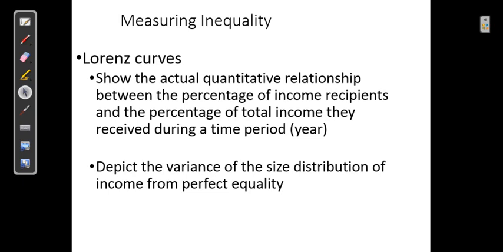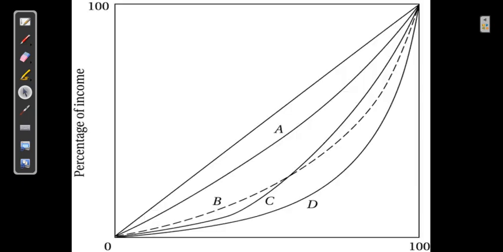When one measures Lorenz curves, the diagram looks like this. For understanding how to plot the diagram, you always have to plot the percentage of income recipients on the x-axis. 0 to 100 basically implies that it is in percentage. And the percentage of income, you may take it as national income, on the y-axis.